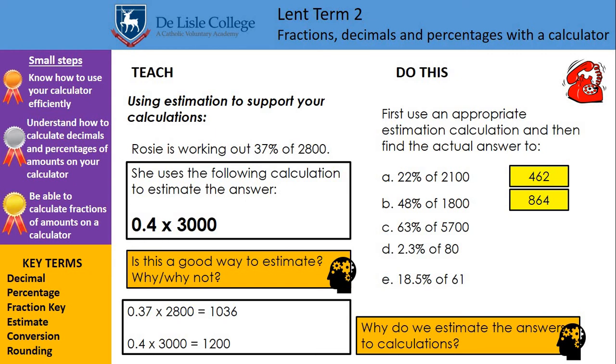In C, we've got 63% of 5,700. That could be rounded to 0.6 times 6,000, which would give you 3,600, and the correct answer there is 3,591. And in D, we would round 2.3% to 0.02, to 2% basically, and do 2% of 80, which is already to the one significant figure, and that would give us 1.6, and the actual answer is 1.84. And then in E, your rounded value should be something like 12 from finding 20% of 60, and the actual answer was 11.285.